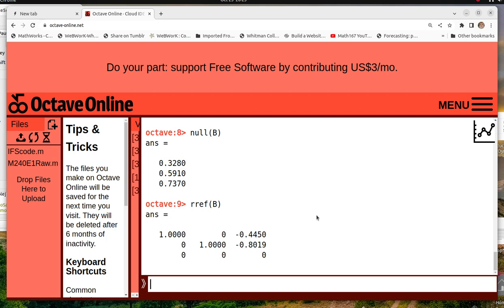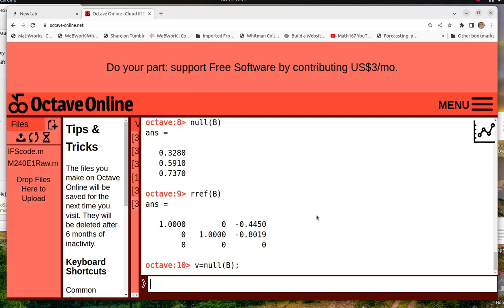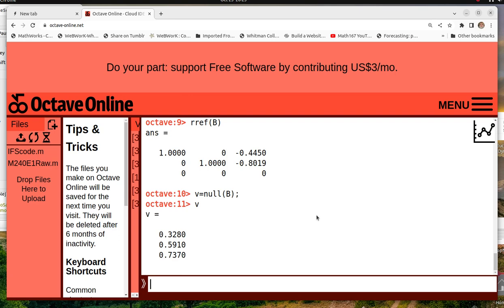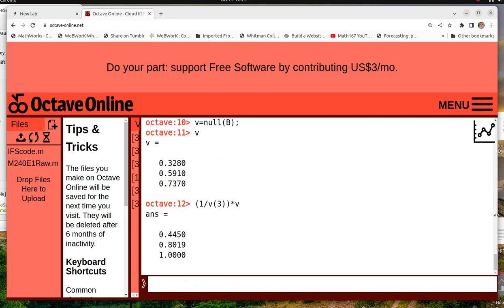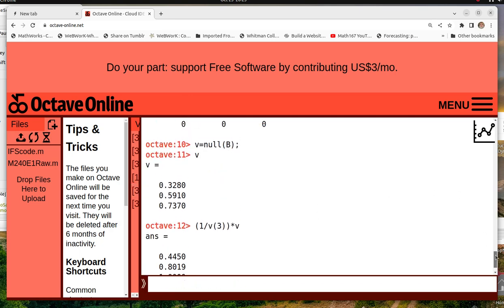So let me try that. Maybe I'll write V as my null space of B real quick. So V is my vector now, and I'm going to take 1 over V3 and multiply that times V, and let's see if we get the numbers we expect.